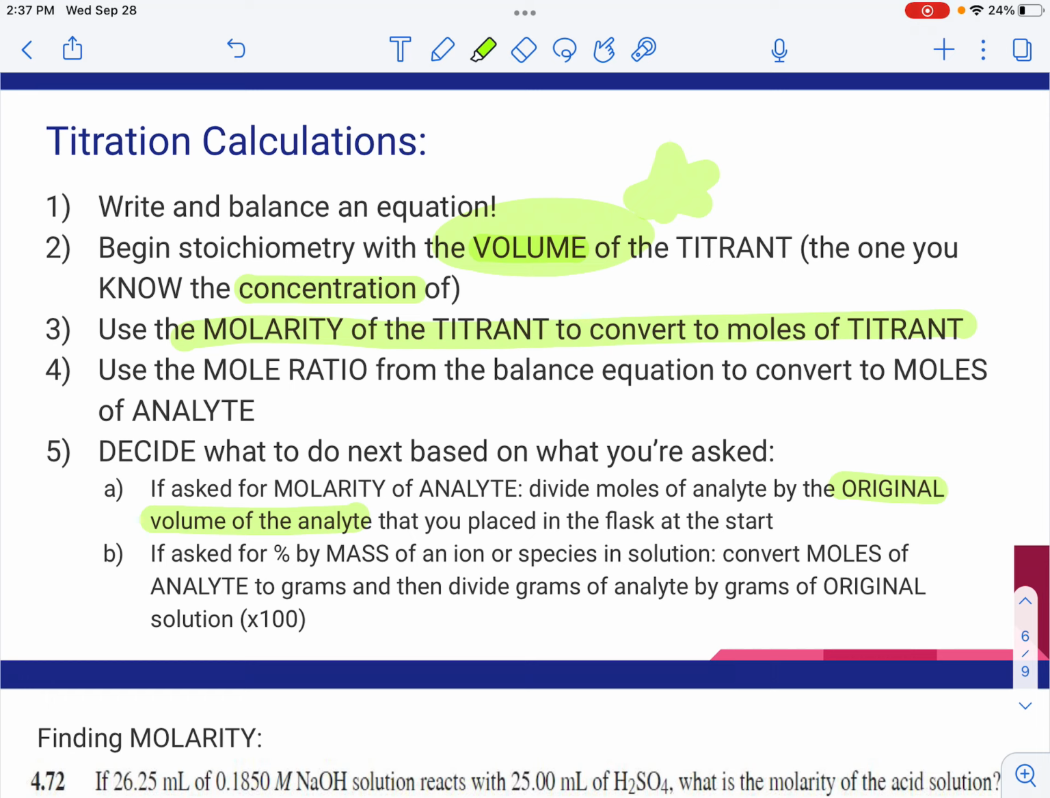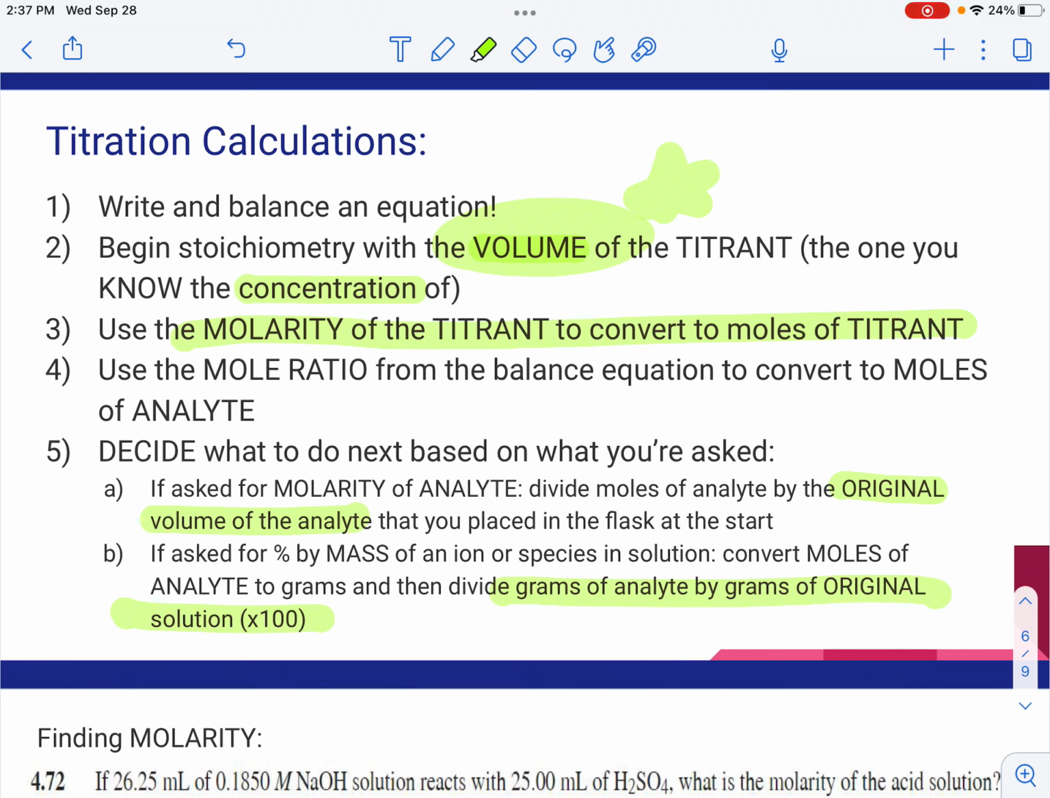If you're asked for percent by mass, then you have to convert your moles of your analyte to grams. And then again, you're looking for it in an original solution. So you're going to do grams of your analyte divided by grams of your original solution. And this is what you're doing in your hydrogen peroxide lab.